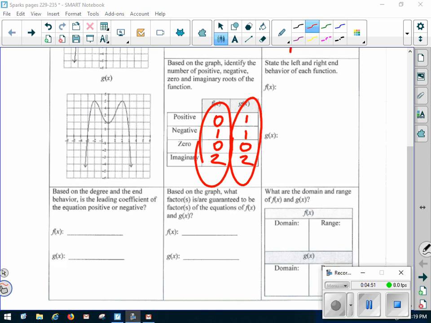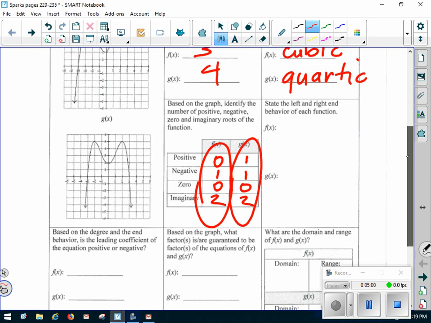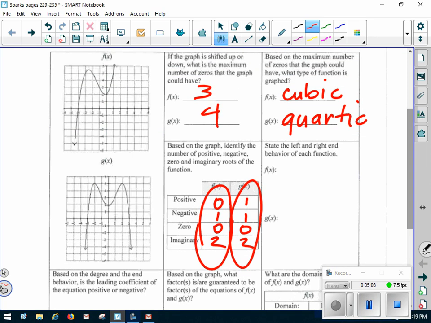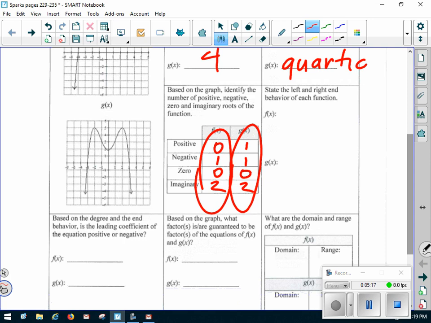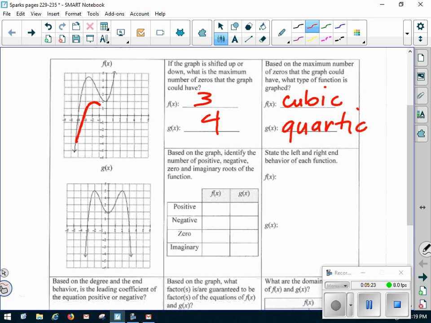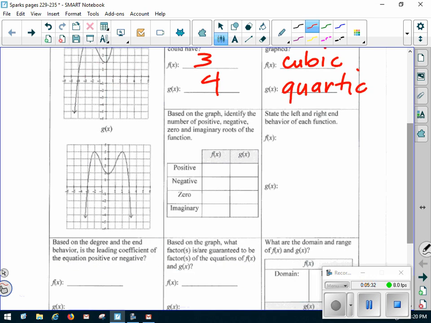State the left and right end behavior of the function. Look at f. Now, it also could look like this, but it would cross at the origin. That's when x is 0. Left and right end behavior.